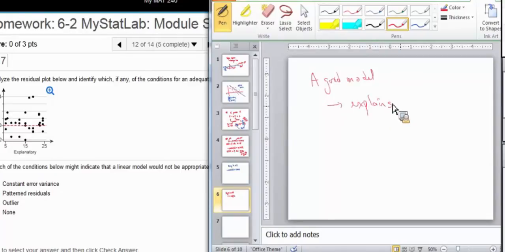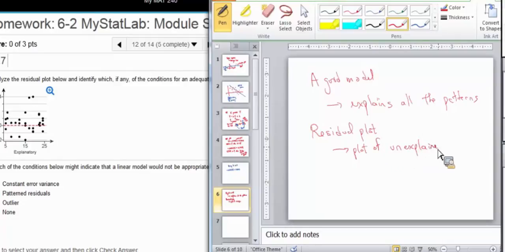Explains all the patterns. In this case, problem 12, it's called a residual plot. Residual plot, this is a plot of the unexplained. Okay, so a residual plot tells you what the unexplained is.